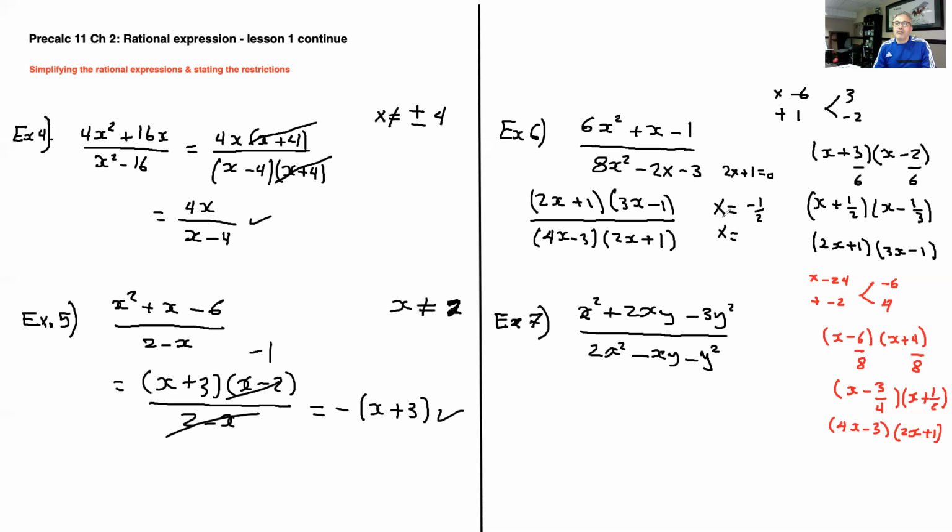But x cannot equal 3/4. So we just make it equal 0, move the -3 to the side, 3, and then divide both sides by 4. So these are the restrictions. And then now you could reduce this with this, and your final answer will be 3x minus 1 over 4x minus 3, your final answer.